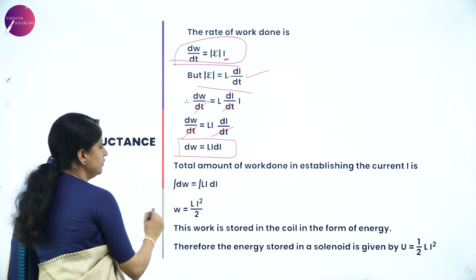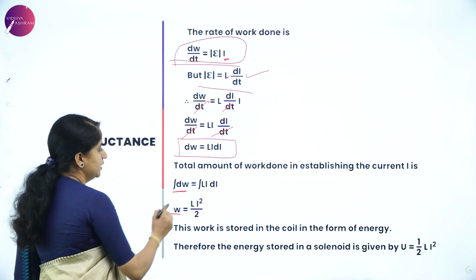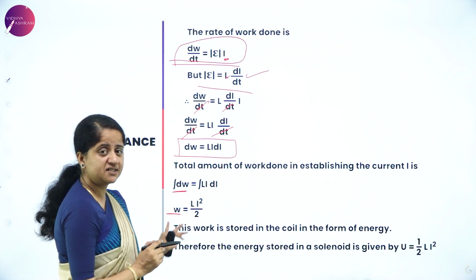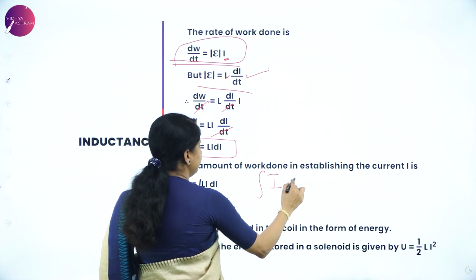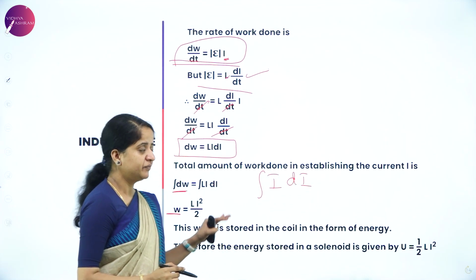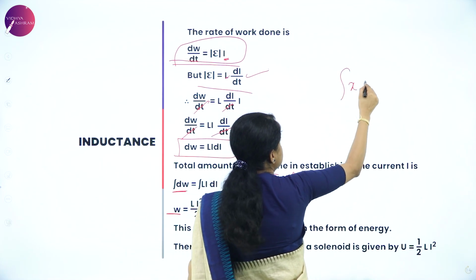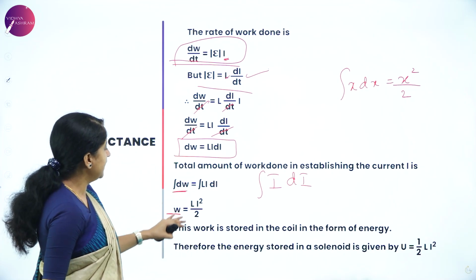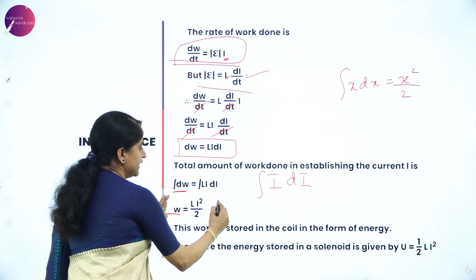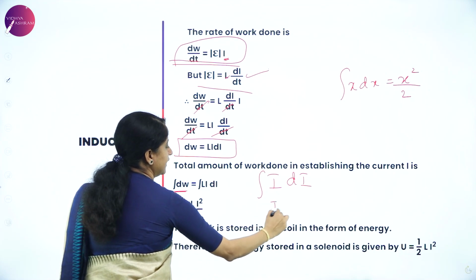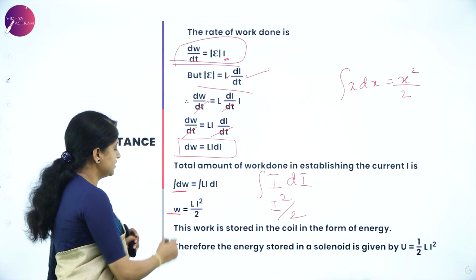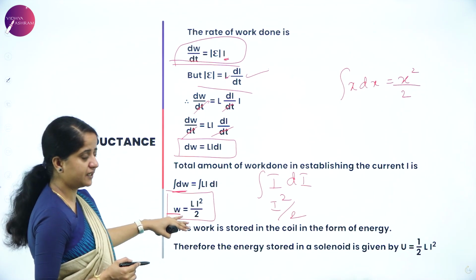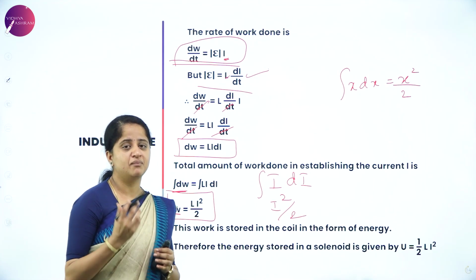So the integral of dW gives us the total work done W, which is equal to the integral of L into I di. Here self-inductance is a constant, so we have to integrate only the varying current I into di. It is of the form integral of x dx, which is nothing but x square divided by 2. So we get I square divided by 2, and our equation becomes W is equal to L into I square divided by 2, and this work is stored in the coil in the form of energy.